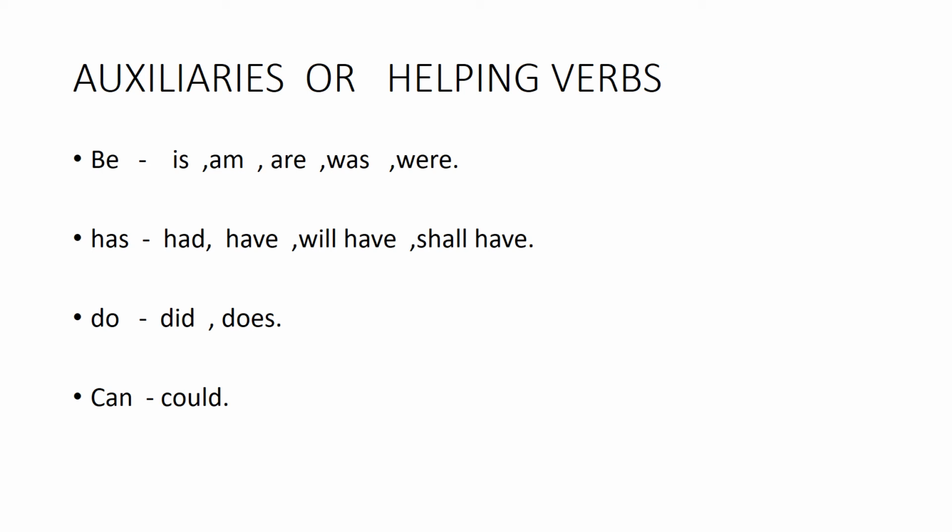Auxiliaries and helping verbs. The auxiliary verbs or helping verbs have different forms. The auxiliary verb be is used as is, am, are, was, were. The auxiliary verb has is used as had, have, will have, shall have. The auxiliary verb do is used as did, does. The auxiliary verb can is used as can.